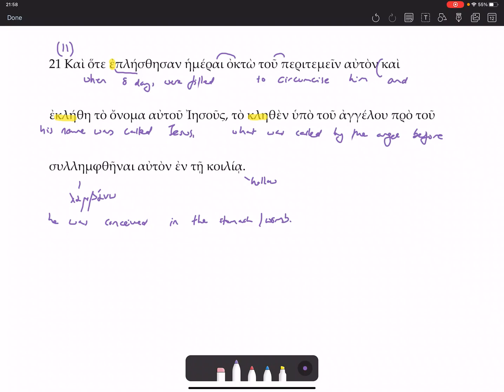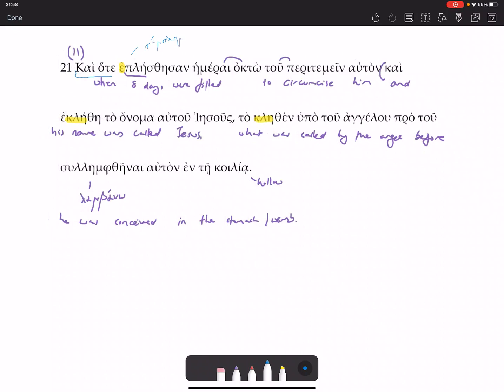It is also very Lucan again in several different ways. That kai hote is something that you see a lot in Luke. The verb pimplemi, an unusual mi verb, which underlies eplesthesan, is also something which is particularly Lucan. 22 uses in Luke-Acts, but only 3 elsewhere. You then got 2 gerunds. You've got peritemein and sullemphthenai.